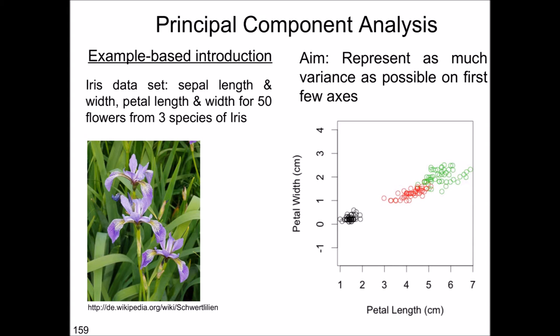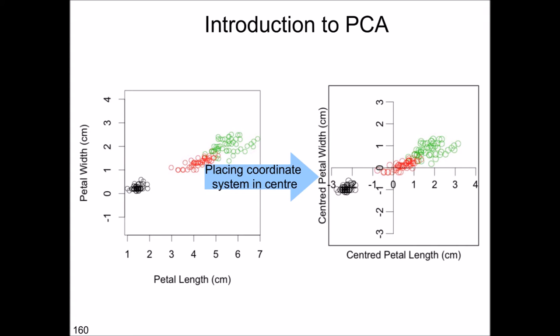So what we do, when we do this introduction example, our aim is to represent as much variance as possible on the first few axes. So the first axis should have the major variance. The number of axes is always the number of variables or descriptors in the PCA data set. So the first thing we do is we place the coordinate system in the center of our data. So we center our data.